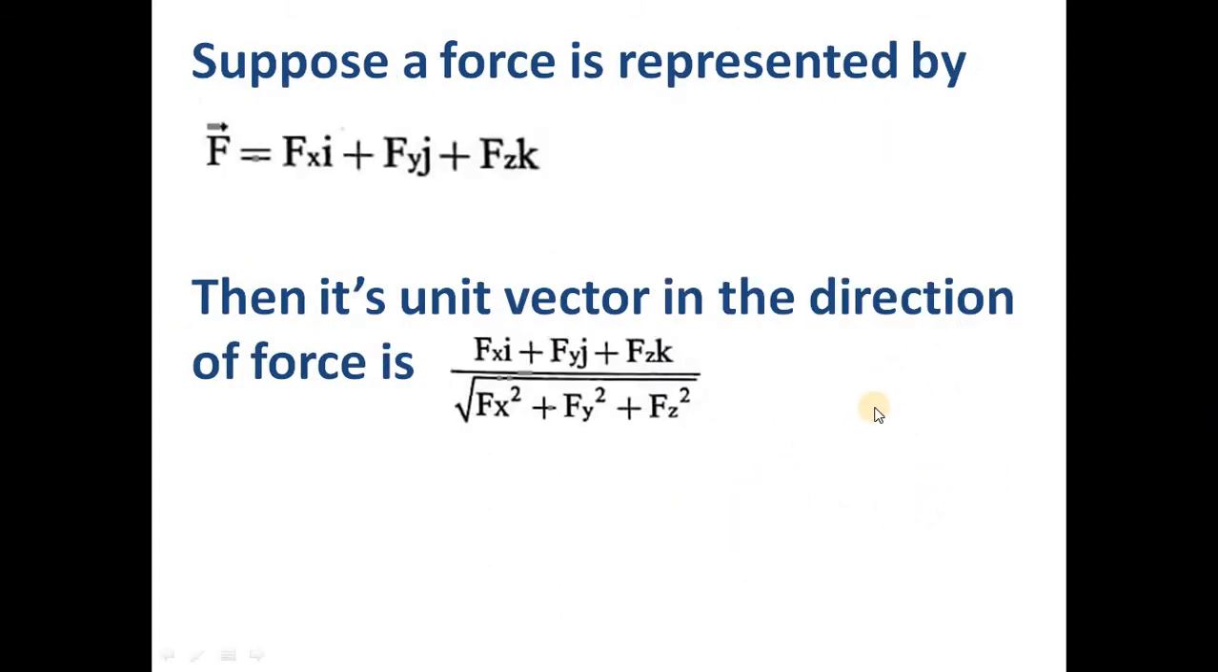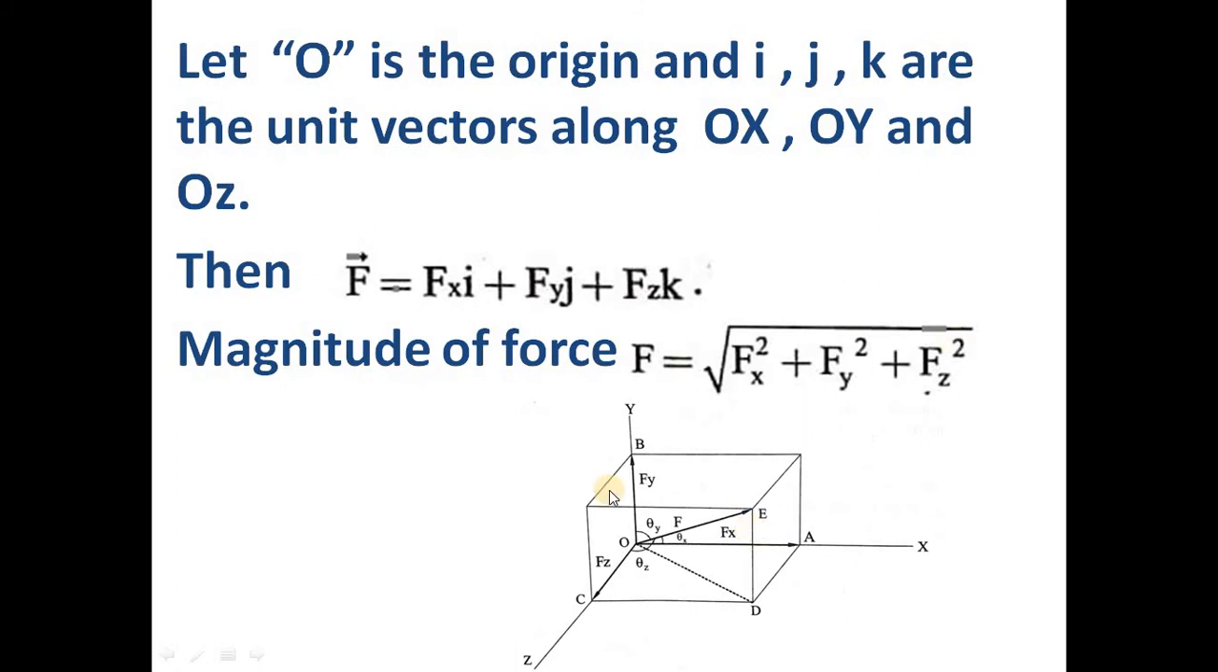Consider this figure. Here is the origin O. Let O be the origin, and i, j, k are the unit vectors along OX. OX means this horizontal axis. This can be taken as i. Then OY is this direction. This can be taken as the unit vector j in this direction. Then k in this direction.